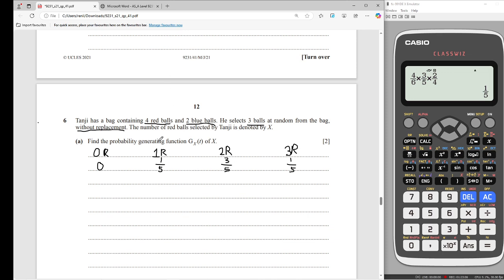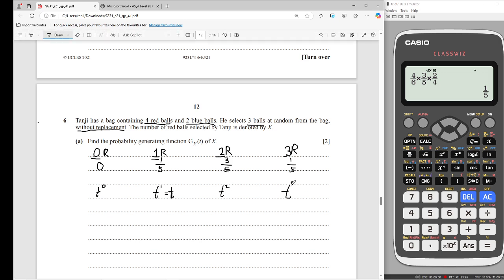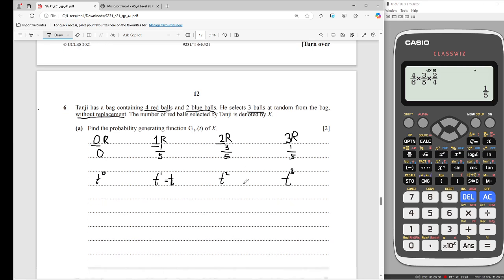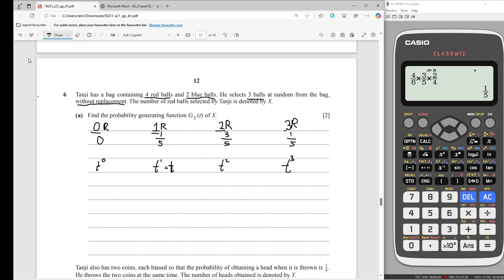Now t will be to the power of whatever we have here. So this means t to the power of 0 here, this is t to the power of 1, which is the same as t, this is t to the power 2, and this is t to the power 3. These are just the coefficients for the probabilities.